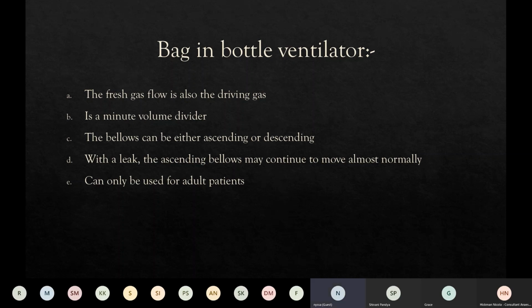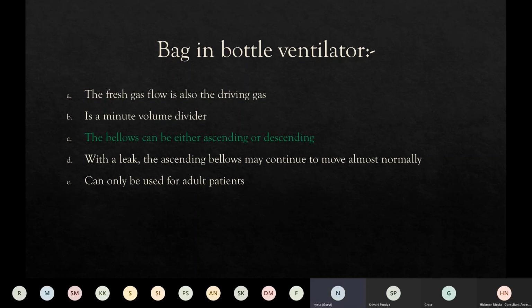Okay, cool. So, bag and bottle ventilator, the fresh gas flow is also the driving gas. That's false. With the bag and bottle ventilator, the driving gas is separate from the fresh gas flow, and there's no mixing between the driving gas and the fresh gas flow. So the volume of driving gas going into the chamber is equal to the tidal volume.